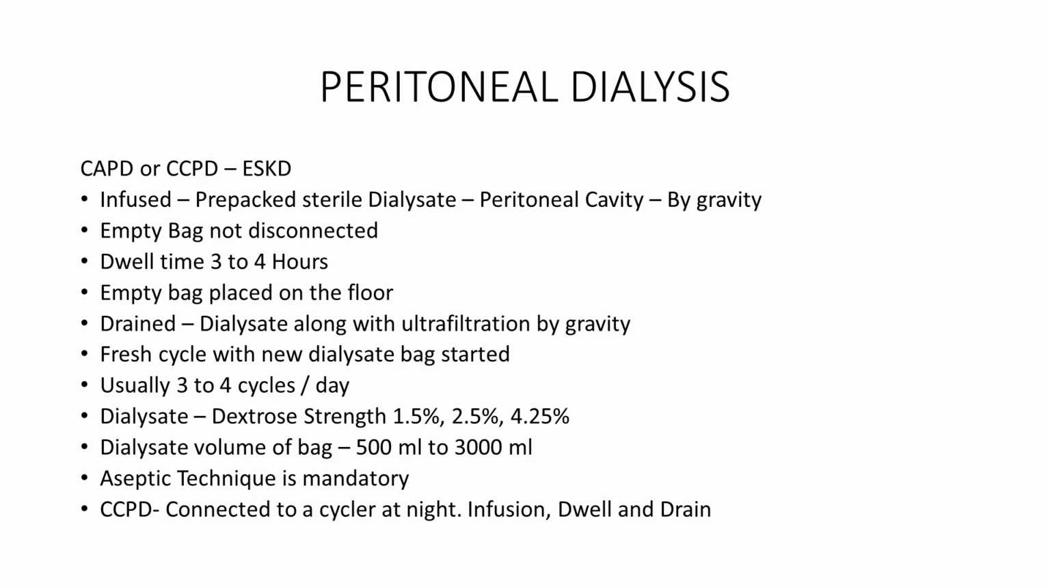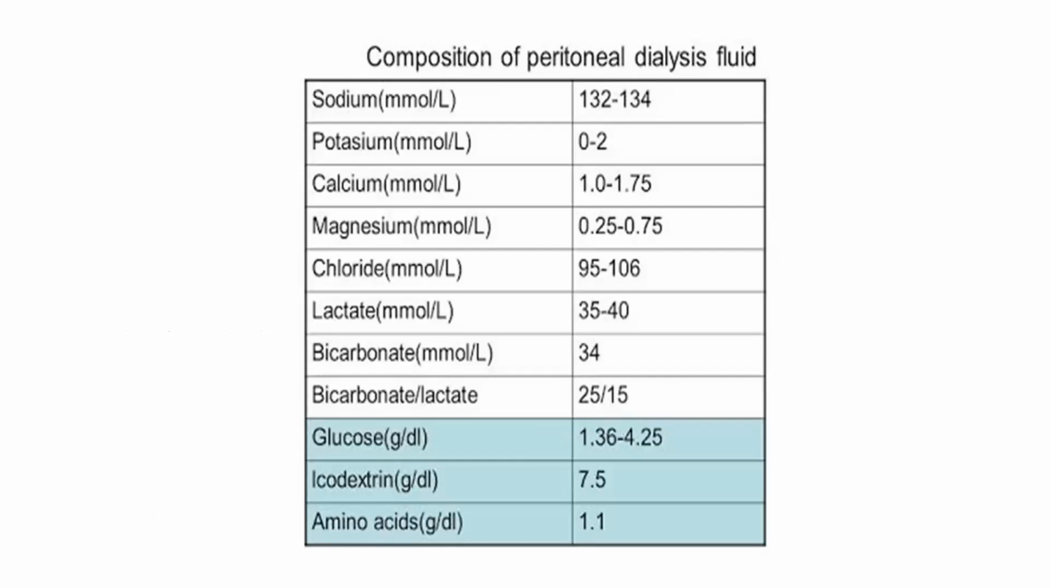And the strength of the solution, depending on the amount of fluid you want to remove, is dextrose strength 1.5, 2.5, and 4.25. And the volume of the bag ranges from 500 ml to 3000 ml. Aseptic technique is mandatory for CAPD, be it CAPD, CCPD, or FCPD. Now in CCPD, instead of doing dialysis under gravity, you connect it to the cycler at night so that it performs dialysis by itself with the help of a machine. This is the composition of the peritoneal dialysis fluid, where potassium is kept at 2, and you sometimes need to add potassium to it.